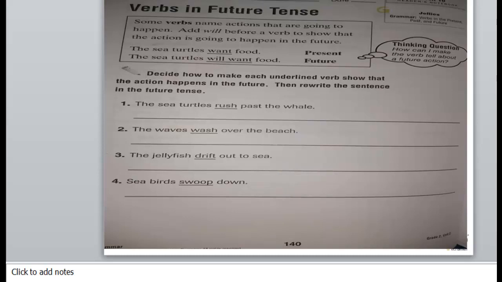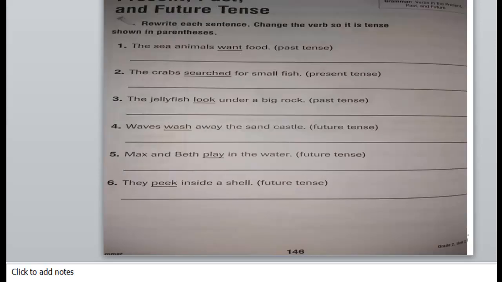Now let's get to page 146. Now here it's like a review over present and past and future tense. Okay, so rewrite each sentence and change the verb so it's the tense shown in parentheses. Okay, so number 1, the sea animals want food. Between the parentheses is what? Past tense. Parentheses equal brackets, guys.